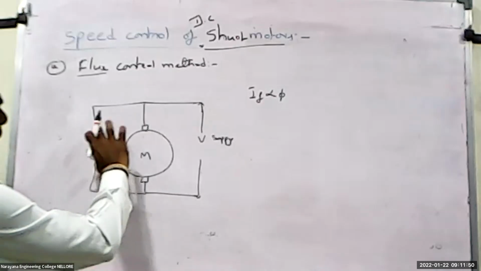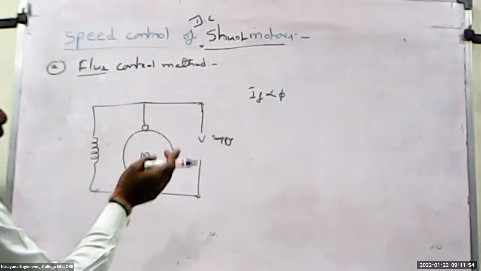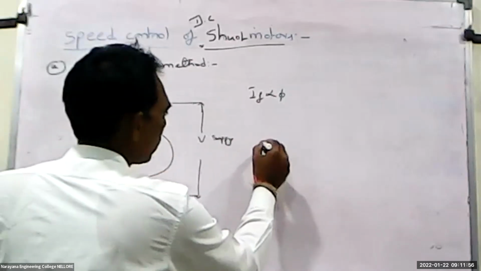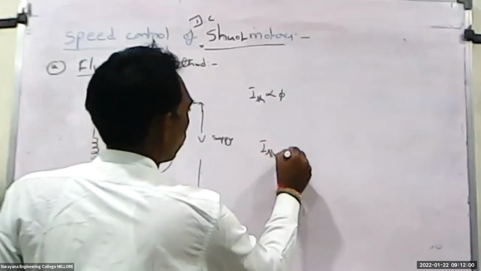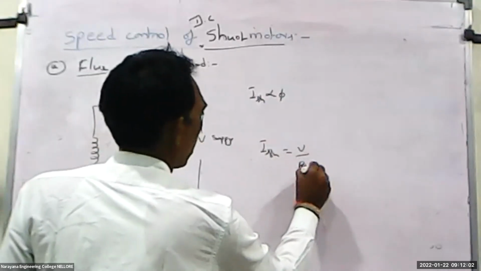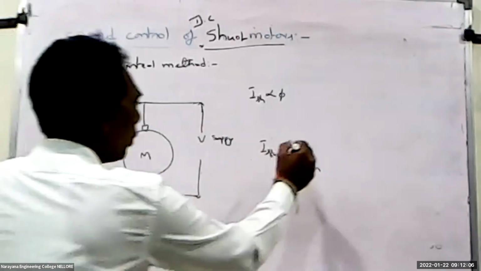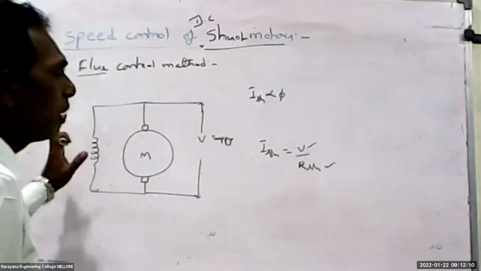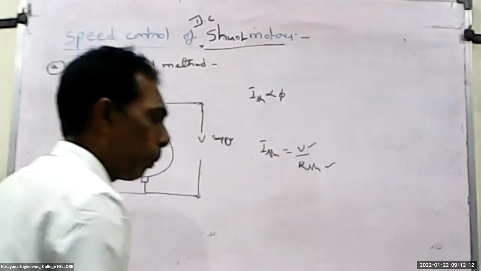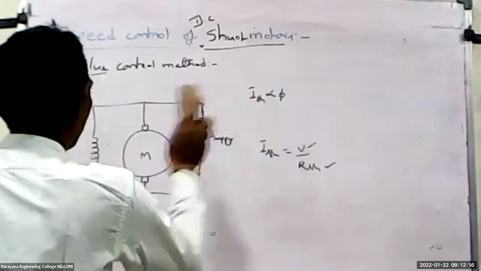Here, once you design like this, the current passing to the field winding is constant, because we know that I_SH is equal to what? I_SH is equal to V by R_SH. Previously I have explained that equation. So here V is fixed, R_SH is fixed, so the current passing through the field winding is fixed. But here we have to vary the current, then only the flux is variable.